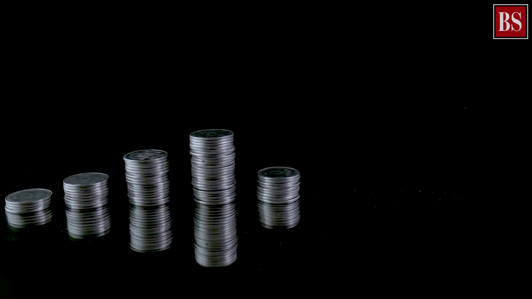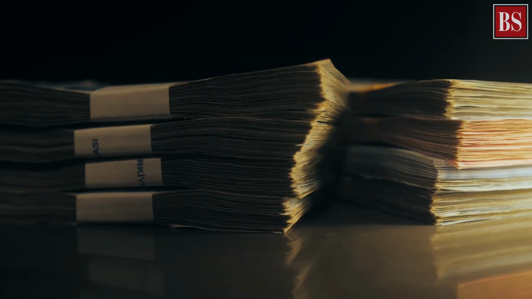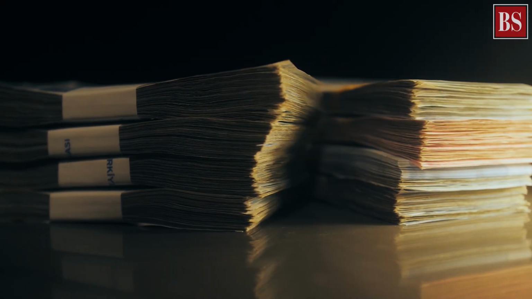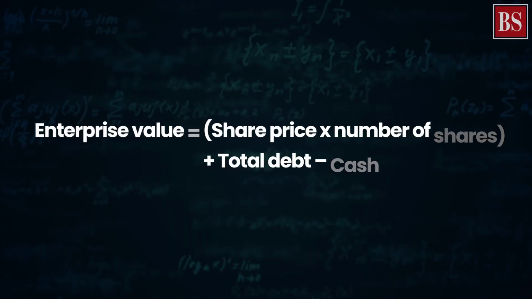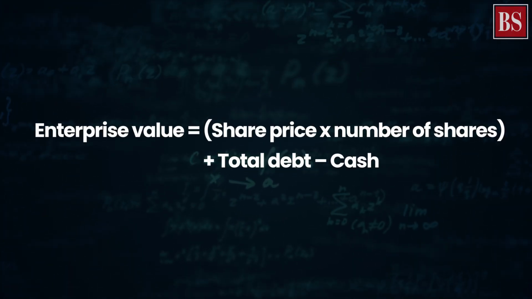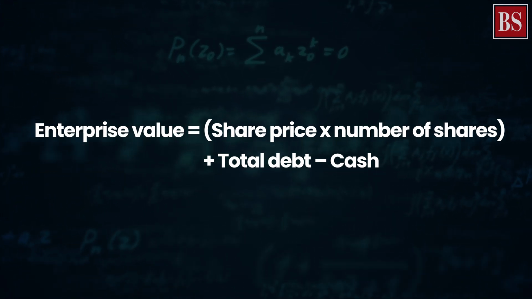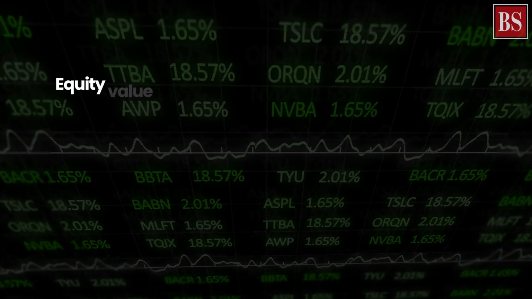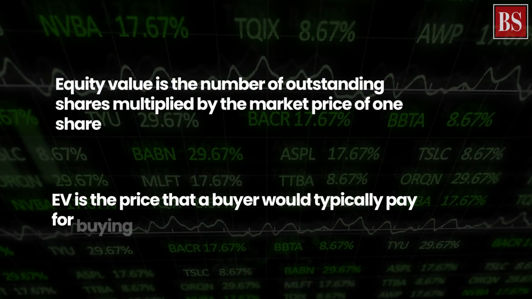So, if you know a firm's equity value as well as its total debt and cash balances, you can calculate the enterprise value via this formula. Enterprise value is equal to equity value of a firm plus debt less cash component. Here, equity value is number of outstanding shares multiplied by market price of one share.